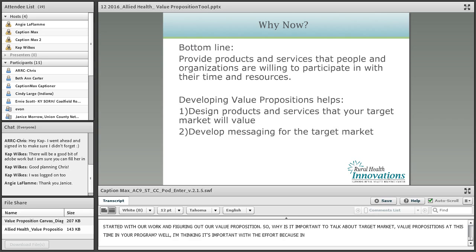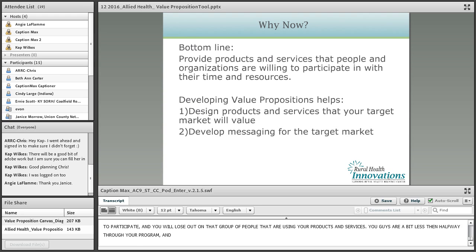Well, I'm thinking it's important and worth the effort because in order for you to continue your project over time, the bottom line is that your members and your customers, your target market, need to perceive that they are benefiting from the services that you're offering, that they're engaged and willing to spend their time and resources. If they're not going to continue to show up and they won't continue to participate, you will lose out on that group of people that are using your products and services.